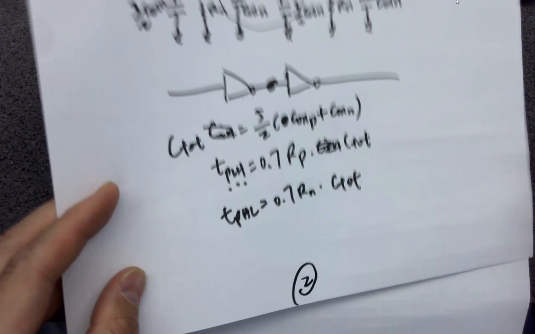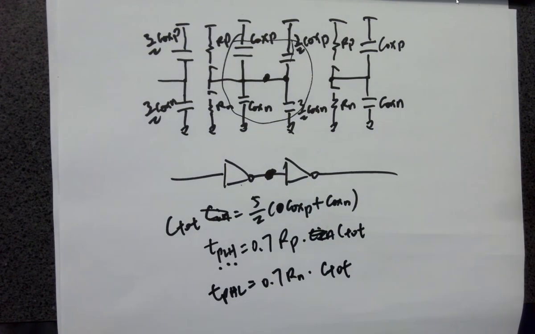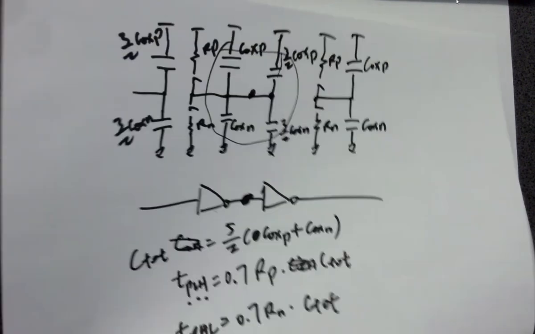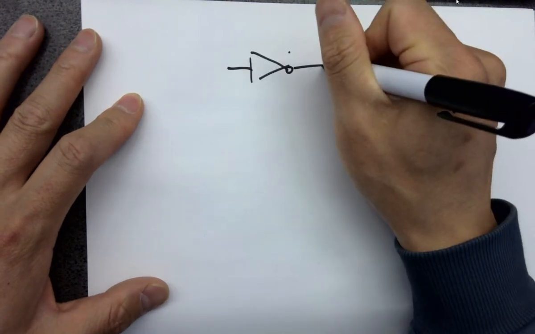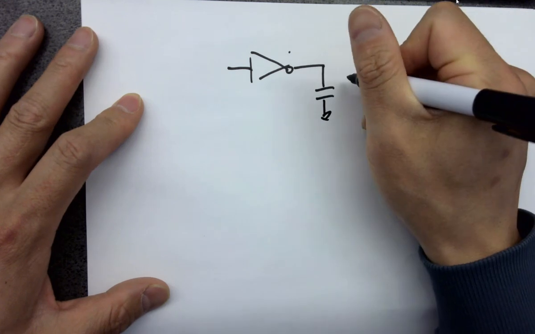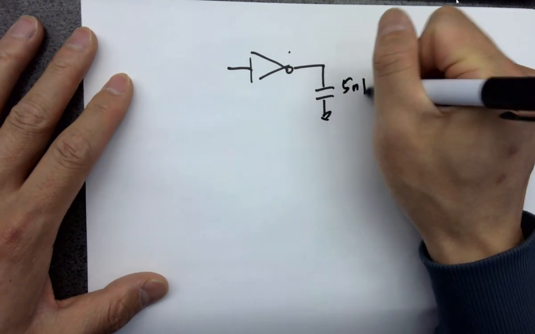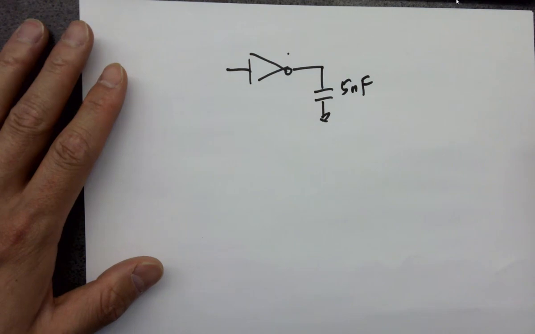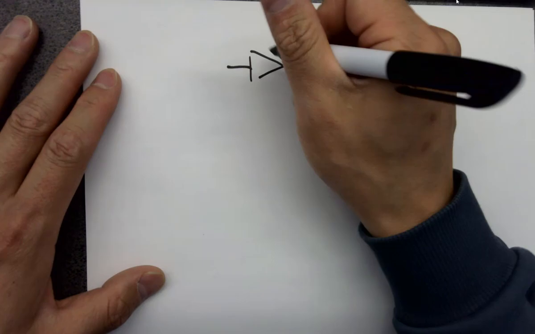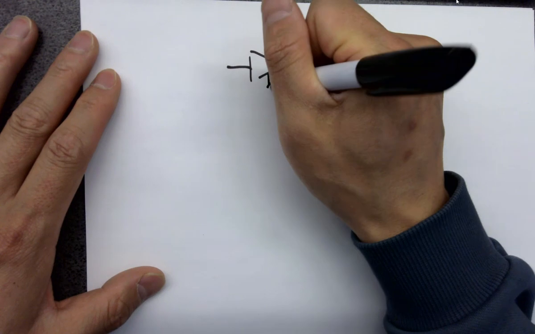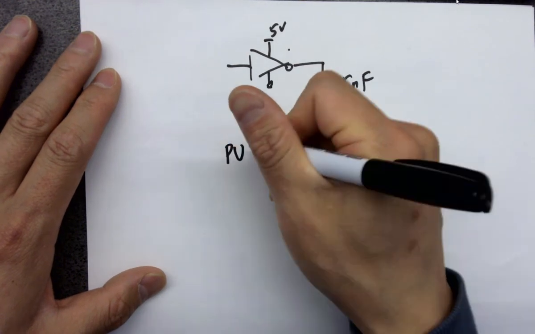Any question on this? RC models. Another example for a dynamic power analysis. If there's an inverter driving a cap, right? And I say this is like 5 nanofarads. Okay? And VDD is 5 volts. And here's the pulse function.